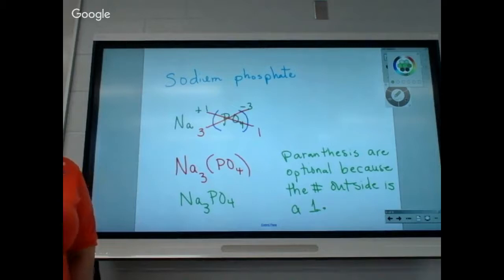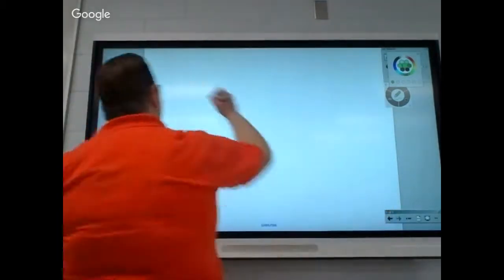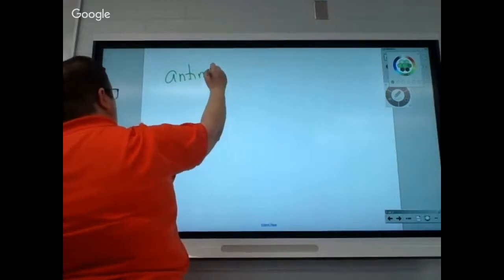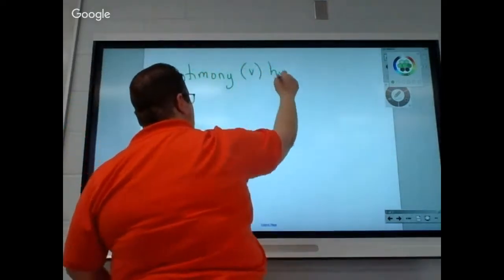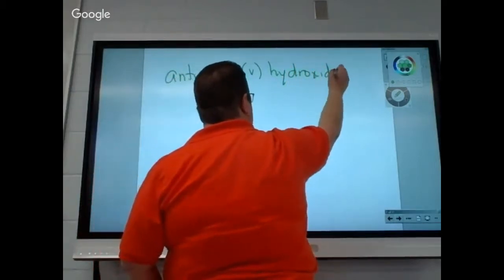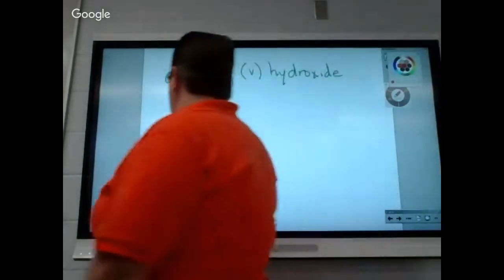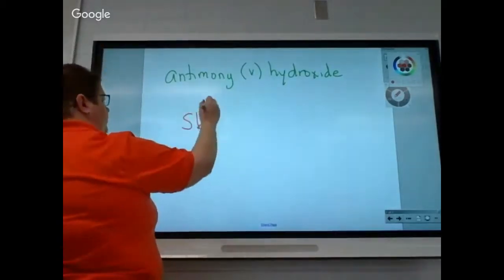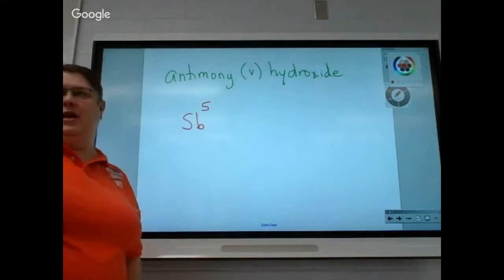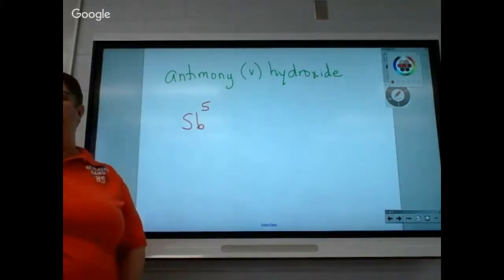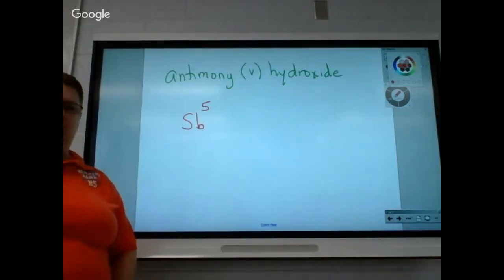Now, to illustrate the difference, does everybody have what they want? Okay. Let's say that we write antimony 5-hydroxide. All right. Antimony is what? SB. It has what oxidation number? All right. Hydroxide. Find that on your chart and don't yell it out, because lots of people write the wrong ion on this one. Find hydroxide. Give everybody a chance to look.